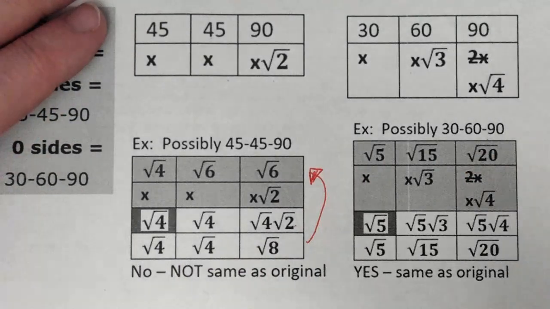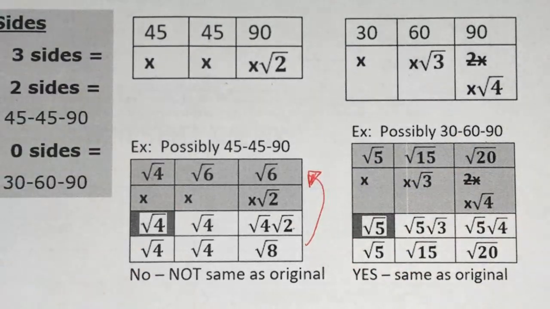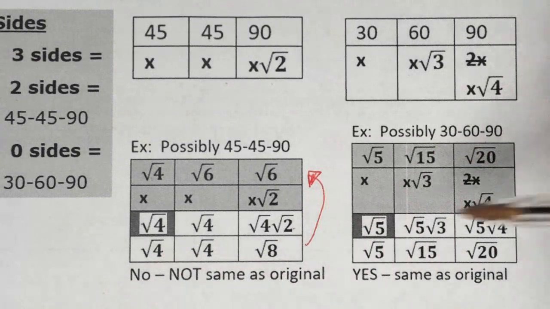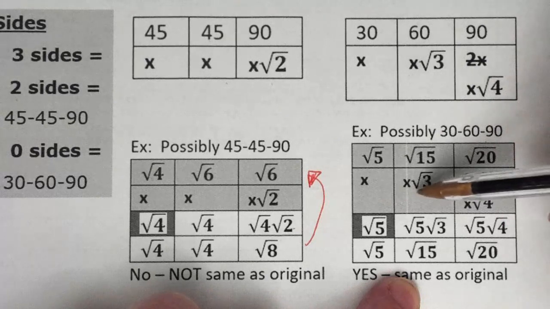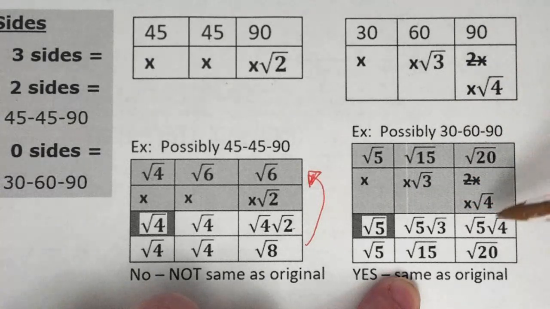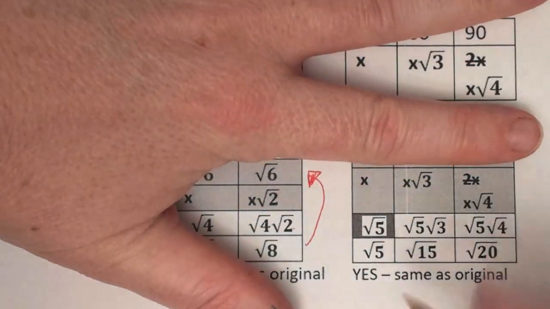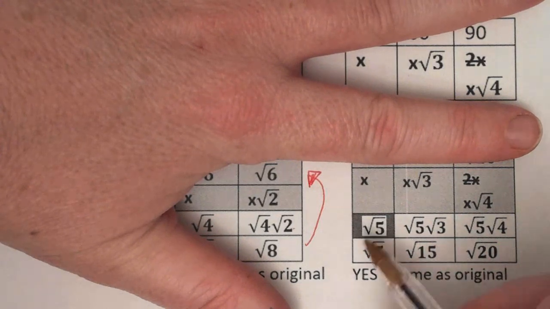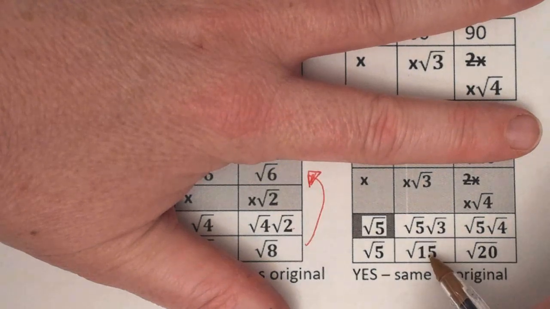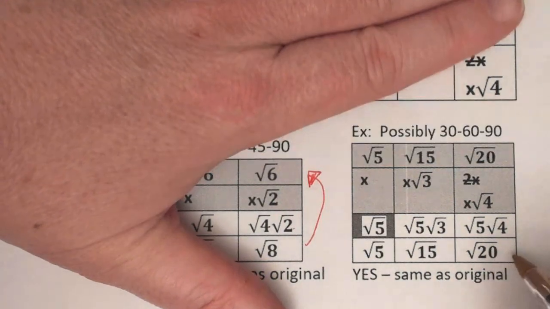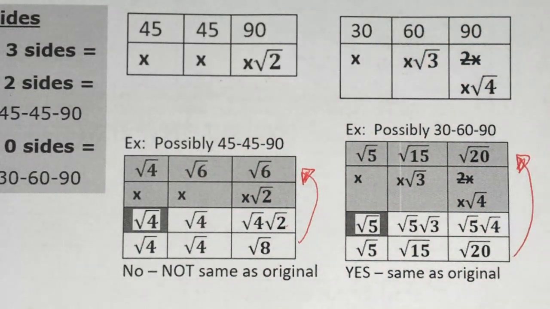What about this one? There's a possibility that's 30, 60, 90. So I found these sides, 5, 15, and 20, all under radicals. Now we need to see, does it follow these rules? x, x radical 3, and x radical 4. So the first number we're stuck with right here. So we're pretending the rest of it doesn't exist. We're going to multiply it by radical 3, and we're going to multiply by radical 4. So square root of 5 times 3 is 15, and then 5 times 4 is 20. Are these the same thing as what we had originally? Then that means that yes, this was a 30, 60, 90.